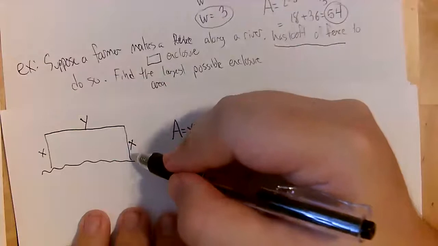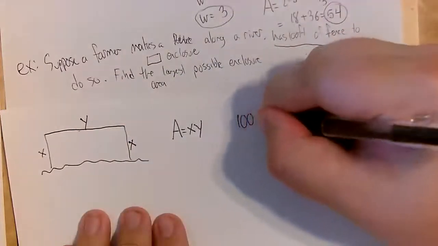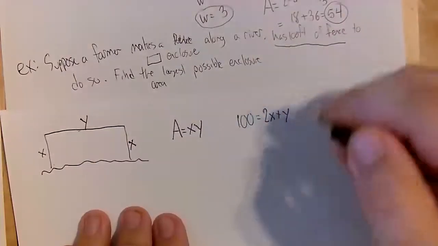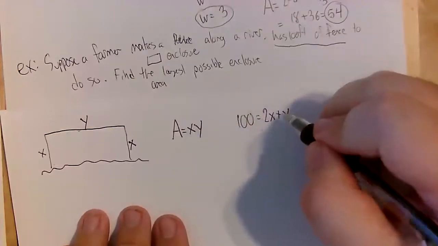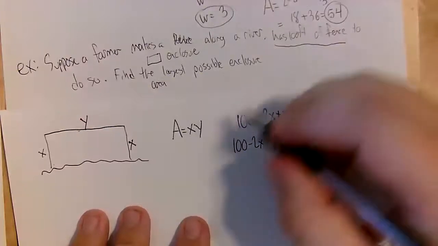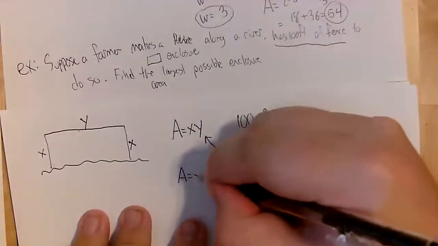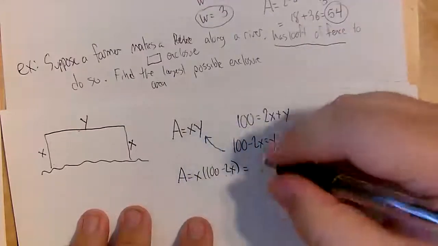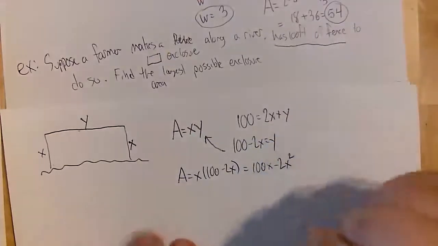So the 100 feet of fence has to build this fence, and this one right here. So we know that 100 has got to be 2x plus y. If we want to eliminate y, we can solve for y in terms of x. So we have 100 minus 2x is equal to y, and then we could substitute that formula for y into here. So A is x times 100 minus 2x, which we could FOIL out if we want to be 100x minus 2x squared. I think that'll be easier to differentiate.